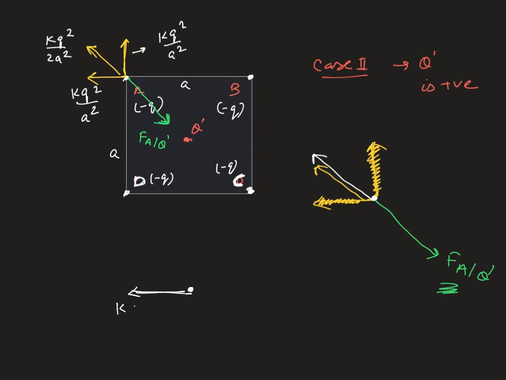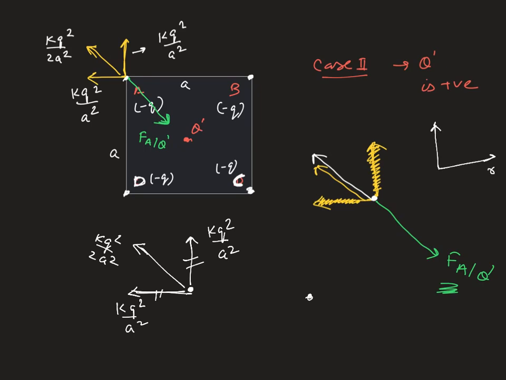This is kQ squared upon a squared. This is kQ squared upon a squared. And the third one is kQ squared upon 2a squared. What do we do first? We find out the resultant of these two. And when we find out the resultant of these two, you will notice that the forces are at 90 degrees. If they are at 90 degrees and equal in magnitude, a short revision: if there is a vector r and there is a vector r at 90 degrees, the resultant will be r root 2, if you remember it from vectors.